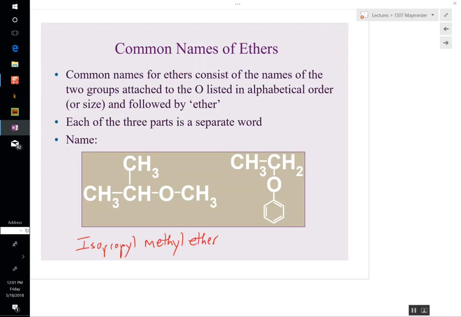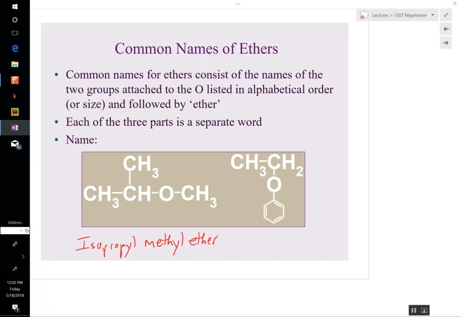And I guess alphabetize them. But I don't think I would get too bothered if they weren't in alphabetical order, as long as you had them named properly. Isopropyl methyl ether. So you should start identifying that as an isopropyl group bonded to the middle carbon. There are 3 carbons here. That's not a propyl, it's an isopropyl.